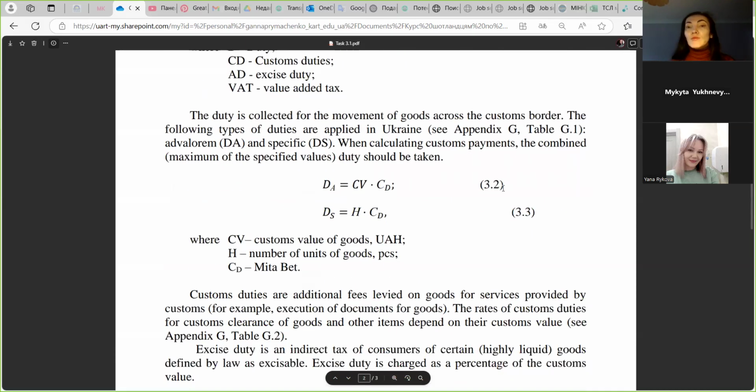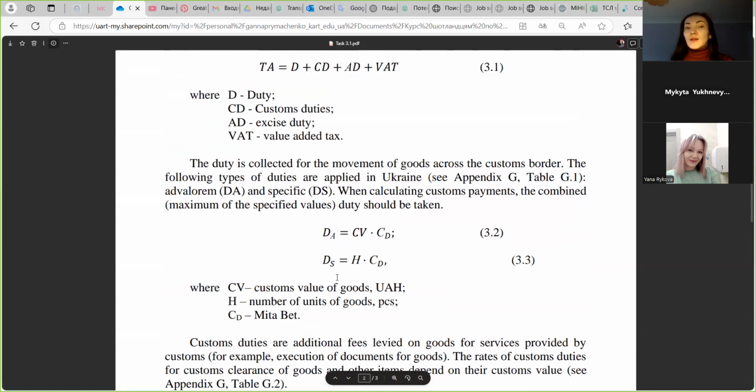We could check it here for formula 3.2. Only two parameters. We have customs value in 1,000 tons. Yes, but it is a value of goods, and the result we have in hryvnias. It is some specific parameters, but it is money: how much money we need to pay by this value.